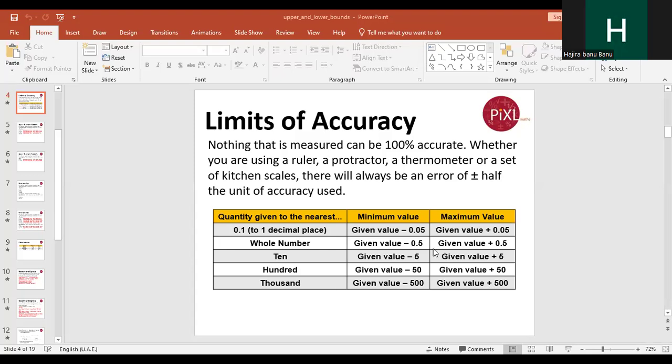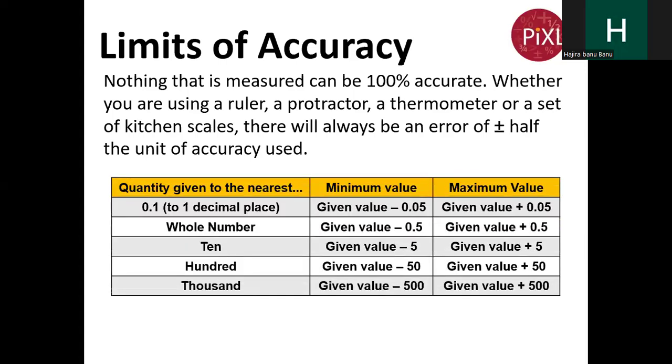So here, how to find the lower bound and upper bound is given. If it is 0.1 decimal, you should divide it by 2, you get 0.05. So in the given value, you should subtract and add. When it is given nearest to one whole number, you should subtract 0.5, add 0.5. When it is given nearest to 10, minus 5 plus 5 to find lower bound and upper bound. 100, minus 50 and like that.